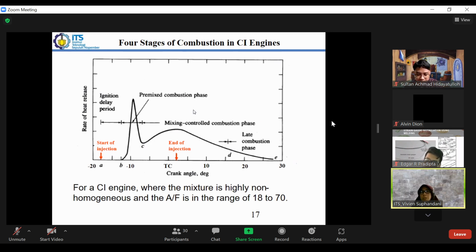For a CI engine, the air fuel ratio is about 18 to 70, so much larger than in the SI engine. The mixture is highly non-homogeneous, because we don't mix the fuel with air beforehand; instead the fuel is injected.